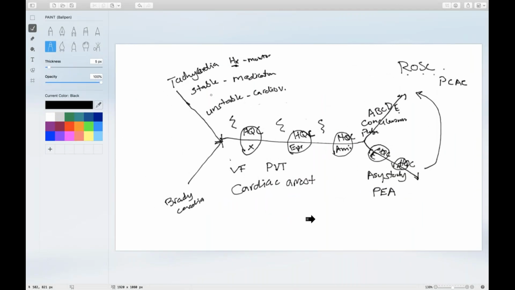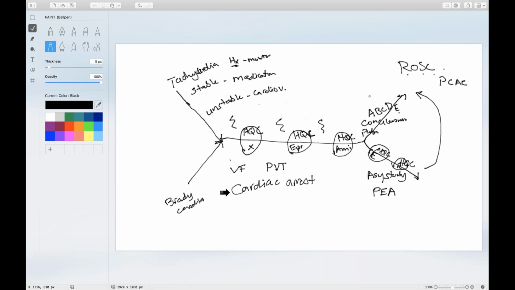Basically, I want you to remember from now until we meet: tachycardia, stable, we will give medications; unstable, cardioversion. If you remember this one, that's it. Because an unstable patient can go into arrest. This is his pathway. So you have to be careful. From stable, he will become unstable, then he will go to VF or pulseless VT, be in cardiac arrest, whatever it is.